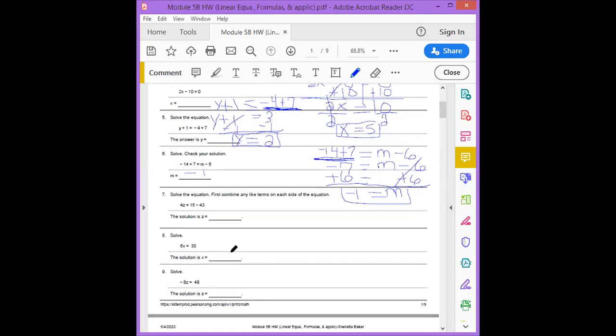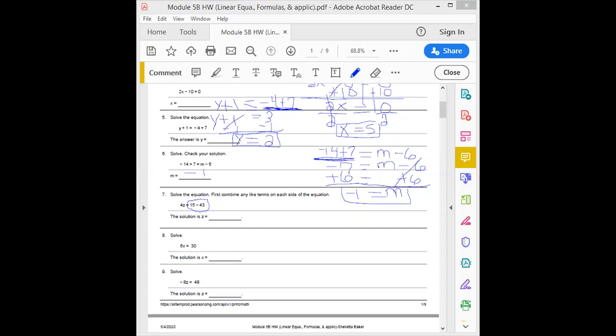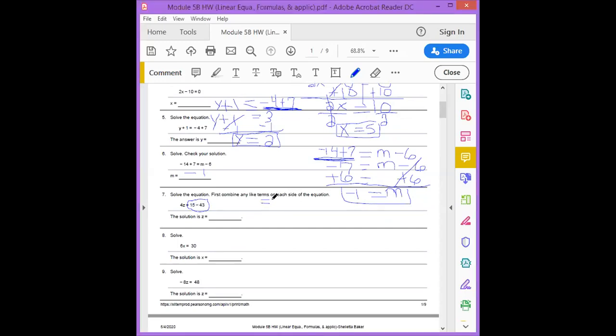For number 7, here I asked to solve the equation, and it says first combine any like terms on each side of the equation. And we have these like terms, 15 minus 43, that we can combine. And if you just punch that into your calculator just like you see it, 15 minus 43, you would get negative 28 on the right side of the equation. On the left side, we have 4z.